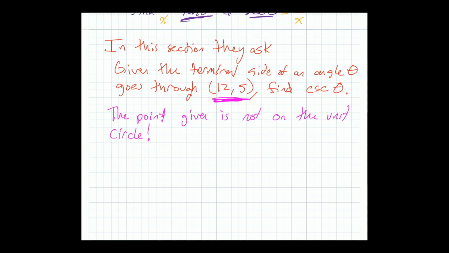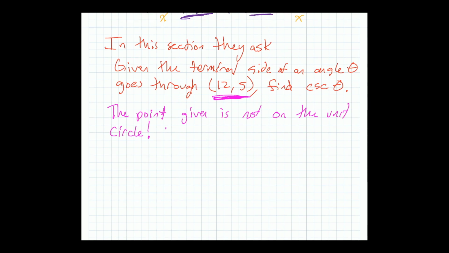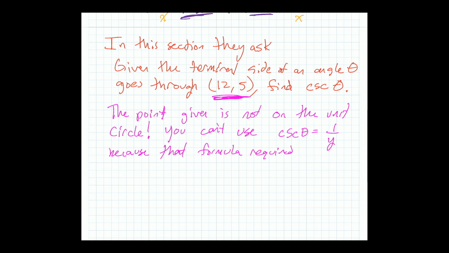So that means you can't just use the formulas. You can't use something like cosecant theta equals, what was it, 1 over the sine. So it would have been 1 over y. You can't use that formula because it assumed that (x, y) was on the unit circle. That formula required (x, y) to be on the unit circle.